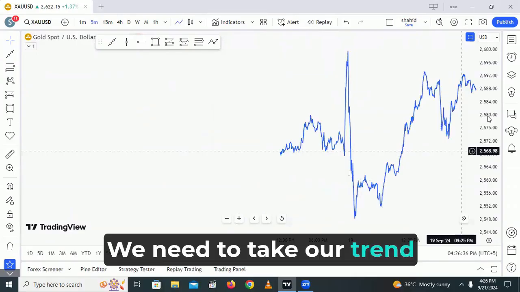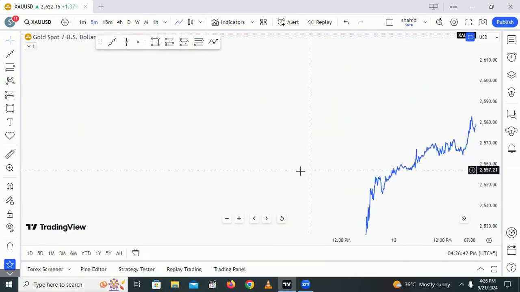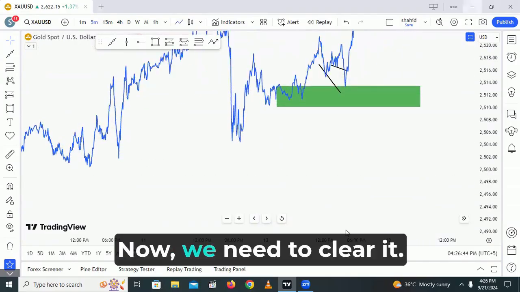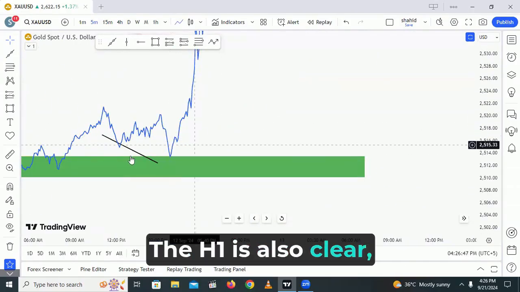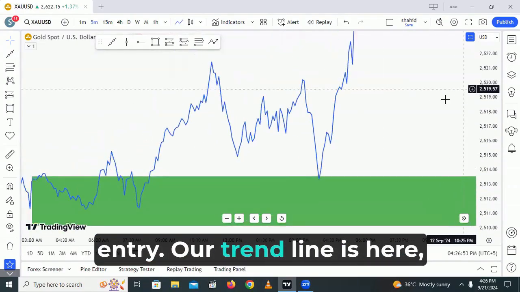We need to take our trend line to this zone. Our main goal is to have our trend line in our favor. We need to clear it. The H1 is also clear and all time frames are clear here. We need to clear this zone for entry. Our trend line is here.